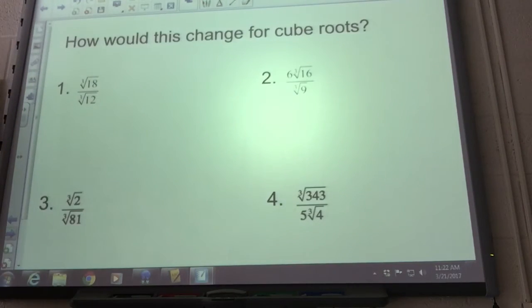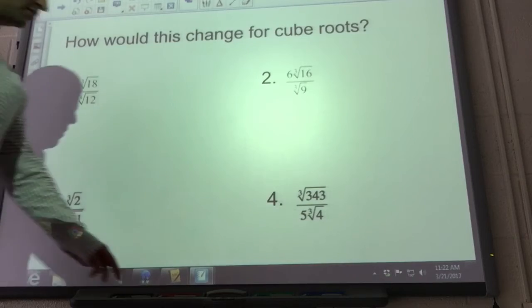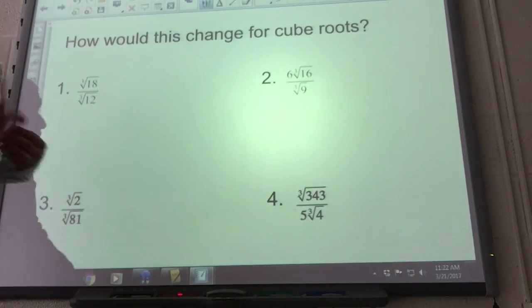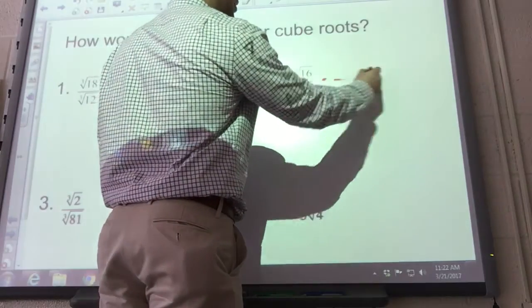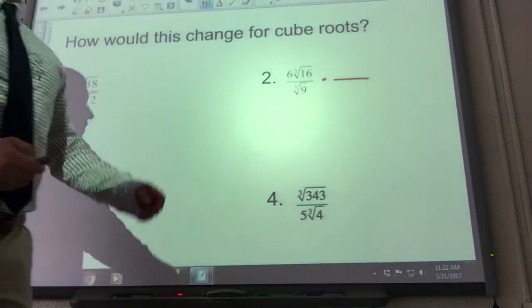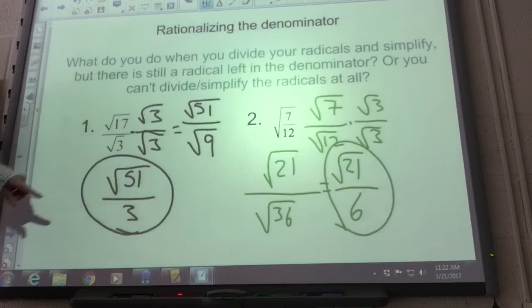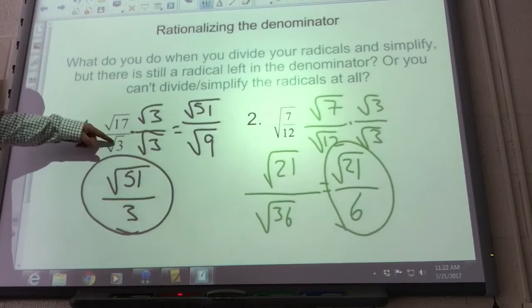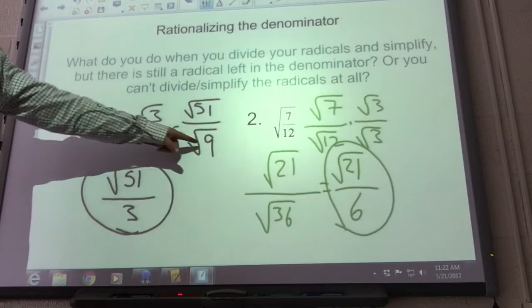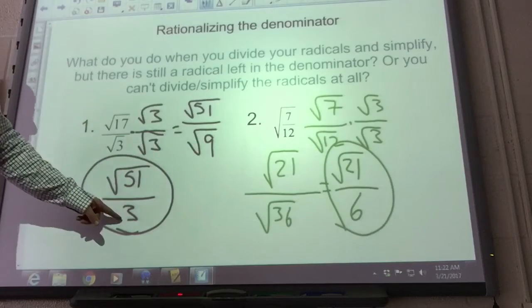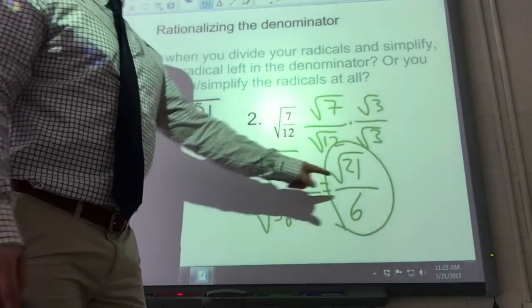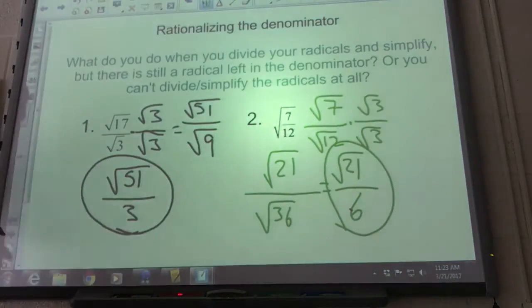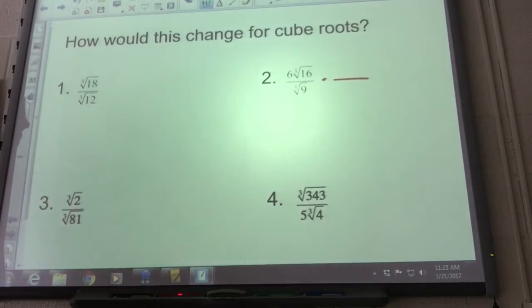This ends up being a little different for cube roots, but it's the same idea. We have to multiply the number by 1, right? So something over itself. And in the past, we had to make these into perfect squares in our denominator, right? So radical 3 times radical 3 gave us radical 9, which is a perfect square, gave us 3. Radical 12 times radical 3 gave us radical 36, which is 6, which is a perfect square. In this case, we need perfect cubes.